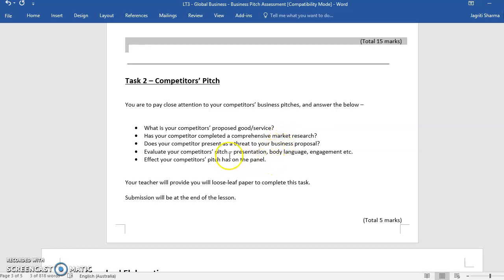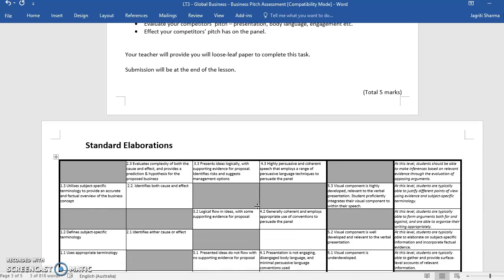So we might do that. This has to be done in week 6. Once you present your pitch in week 5, task 2 will be after week 5, in week 6. So you need to listen to what the other students are saying.